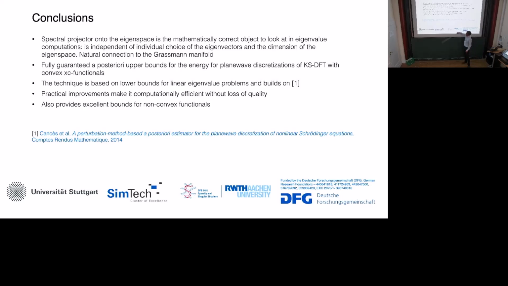And you have a very natural connection to the Grassmann manifold. You can develop fully guaranteed a posteriori upper bounds for the energy of plane wave discretization, so Kohn-Sham DFT, with convex exchange correlation functional. This technique is based on lower bounds of linear eigenvalue problems and builds on this first publication where we did it for the Gross-Pitaevskii equation. And what we see is that some practical improvements make it computationally efficient without losing quality, and also mean that it provides excellent bounds for non-convex functionals. And with this, I thank you for your attention.